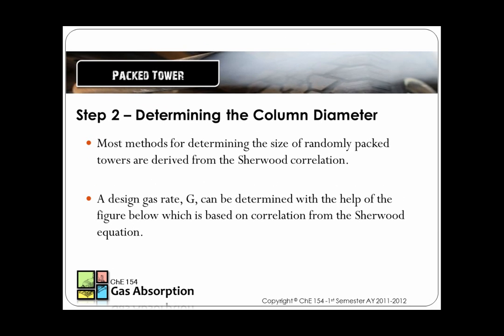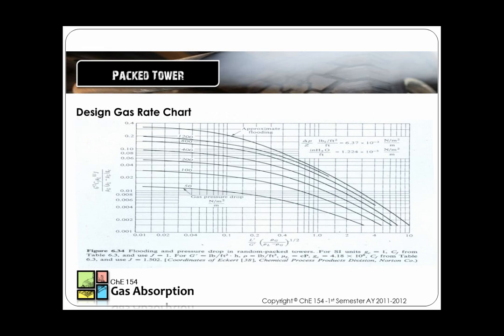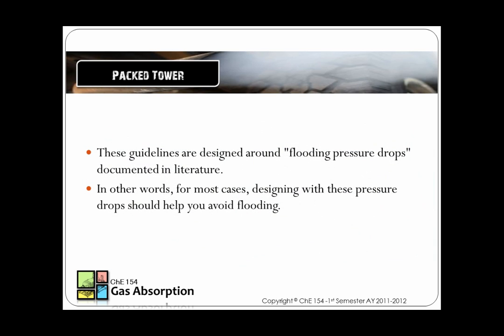Most methods for determining the size of randomly packed towers are derived from the Sherwood correlation. A design gas rate, G, can be determined with the help of the following figure, which is based on the correlation from the Sherwood equation. This is a design gas rate chart. This chart is used for determining the flooding and pressure drop in random packed towers. These guidelines are designed around flooding pressure drops documented in literature. In other words, for most cases, designing with these pressure drops should help you avoid flooding.